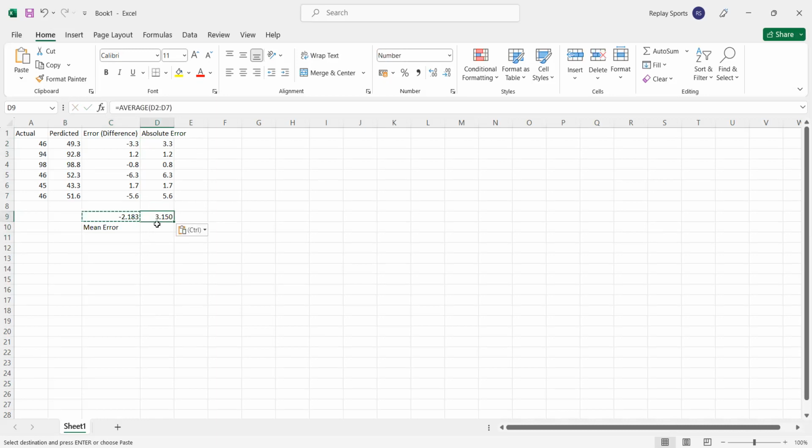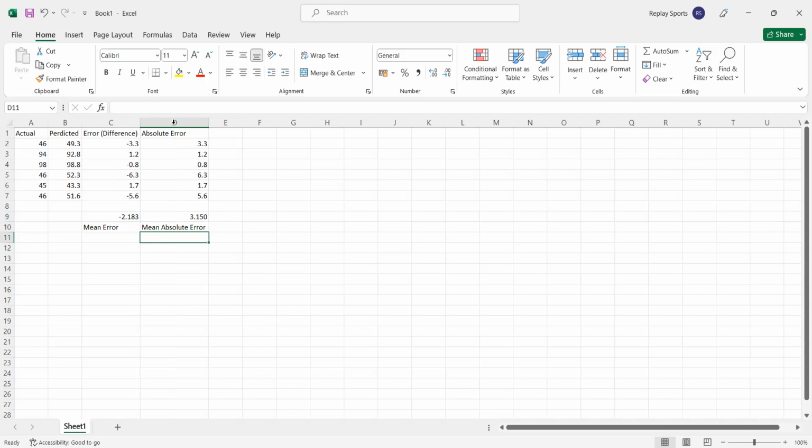Now you calculate the error. So the error is 3.1. This is somewhat better than this one. So we call this mean absolute error, MAE, or in statistics, we call this MAD, mean absolute difference. And here we'll say mean absolute error. This is your mean error, and this is mean absolute error, isn't it?